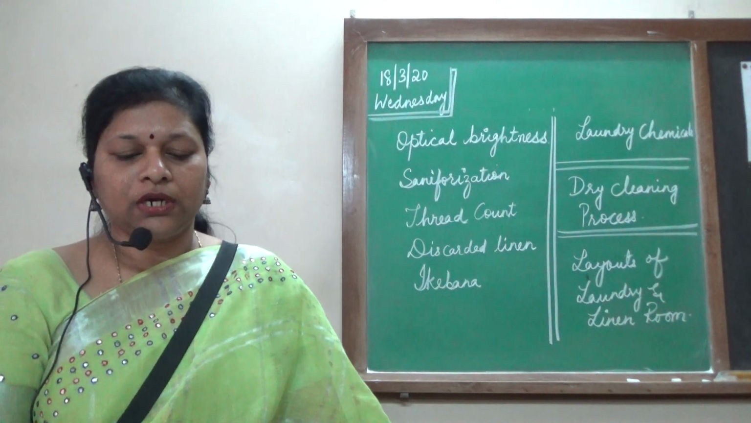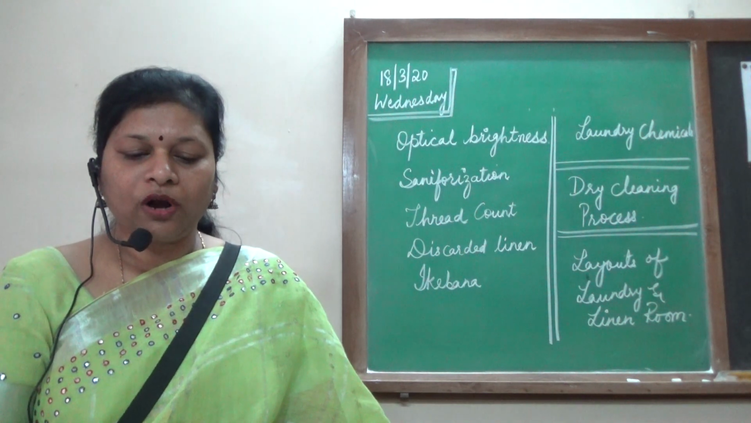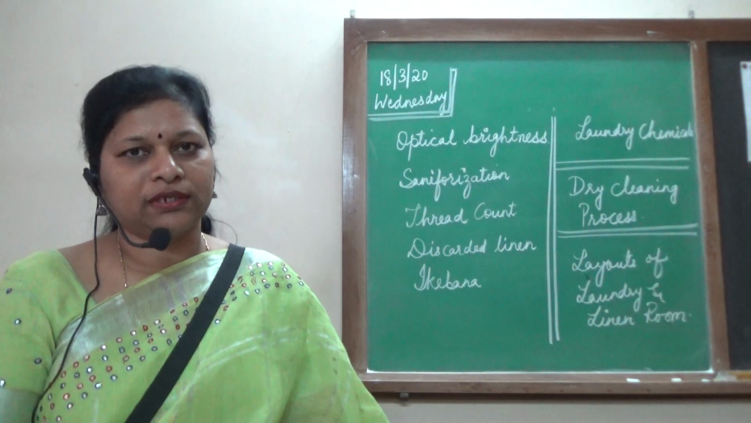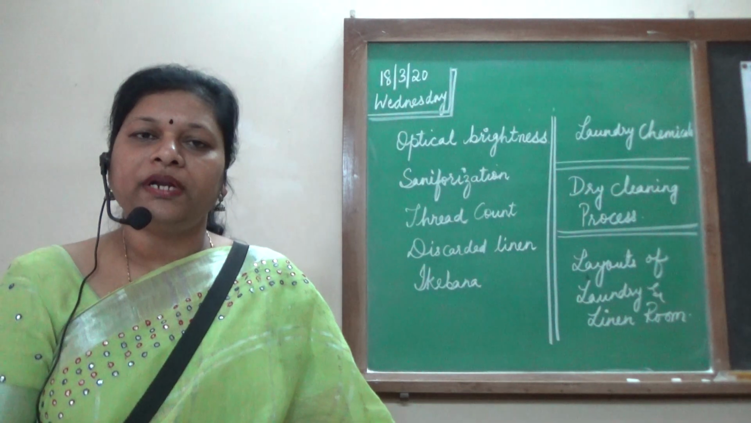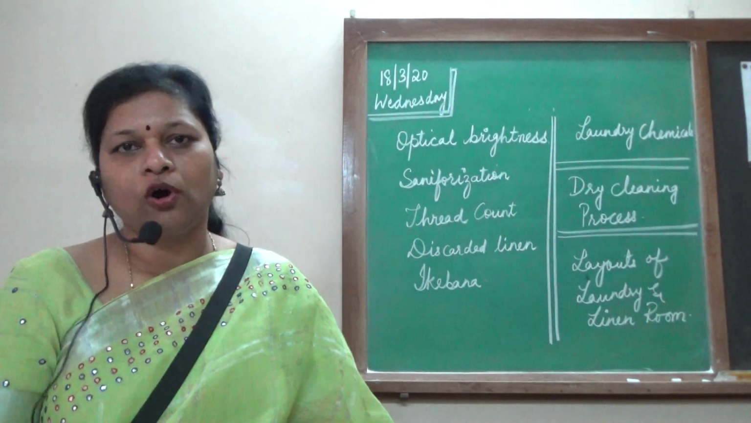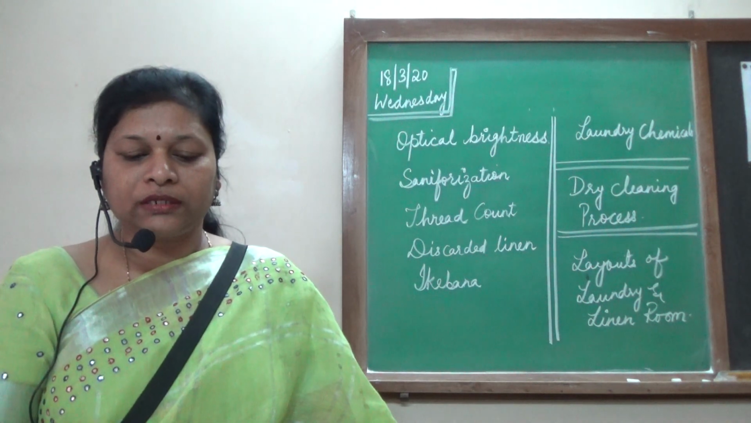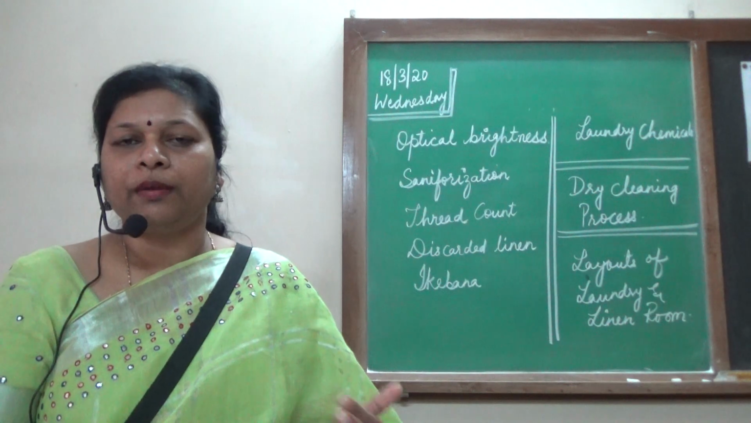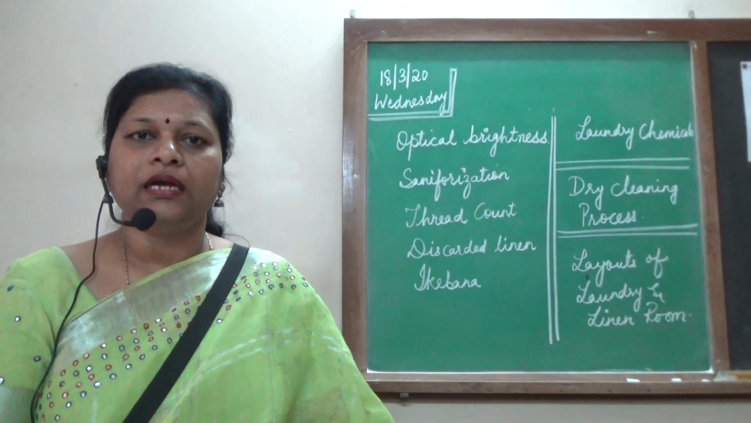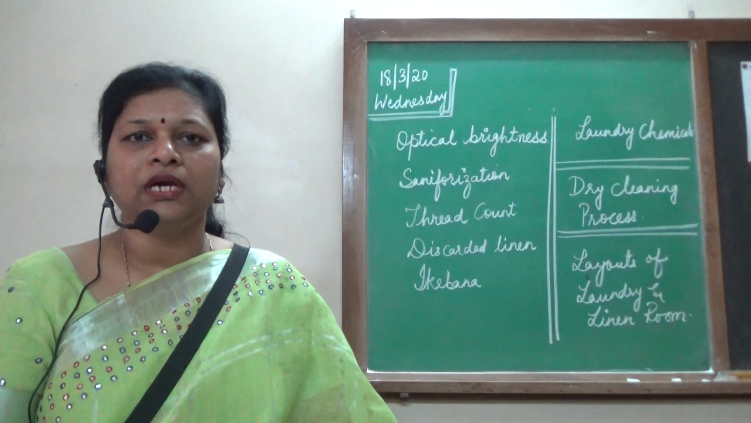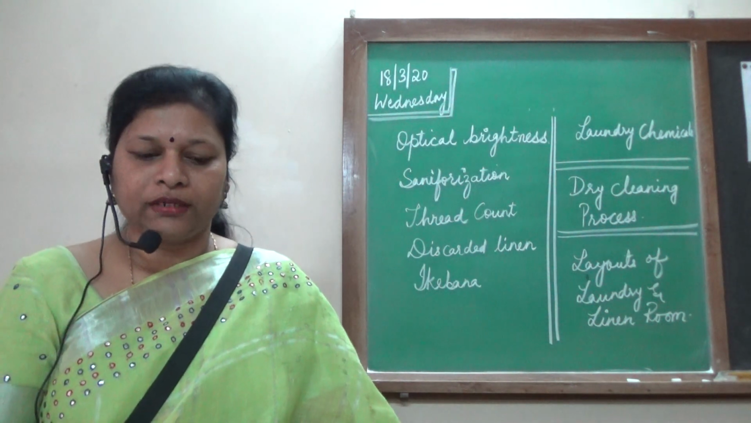Coming to the third question: what are par levels? What factors influence the par levels? Par stock and par level are the same. The amount of linen required for the smooth functioning of a department is called par stock or par level. It is the amount of linen we have in hand to face emergency needs and to ensure smooth operations.